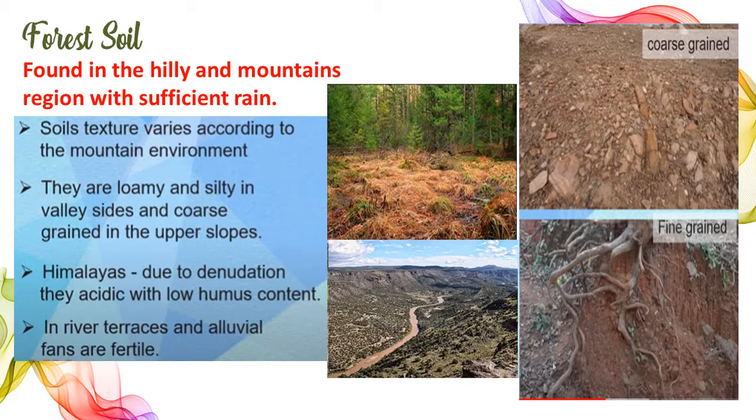In the Himalayan regions, these soils experience denudation and are acidic in nature with low humus content. Denudation is nothing but a process in which erosion, transportation and deposition take place. In the river valleys, you can find river terraces and alluvial fans that are fertile, which you can see in the next slide.